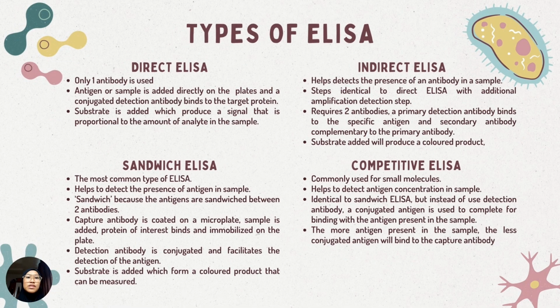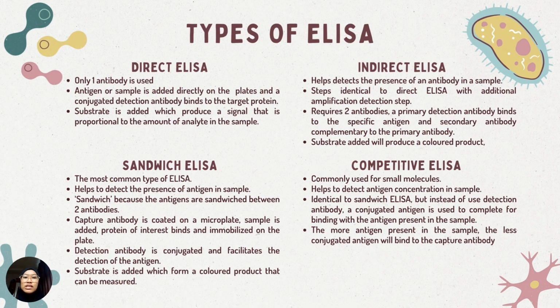And then we have types of ELISA. There are four types, which are direct ELISA, indirect ELISA, sandwich ELISA, and competitive ELISA. The first one is direct ELISA. It only uses one antibody, and the antigen or sample is added directly on the plates, and a conjugated detection antibody binds to the target protein. Substrate is added, which produces a signal that is proportional to the amount of analyte in the sample.